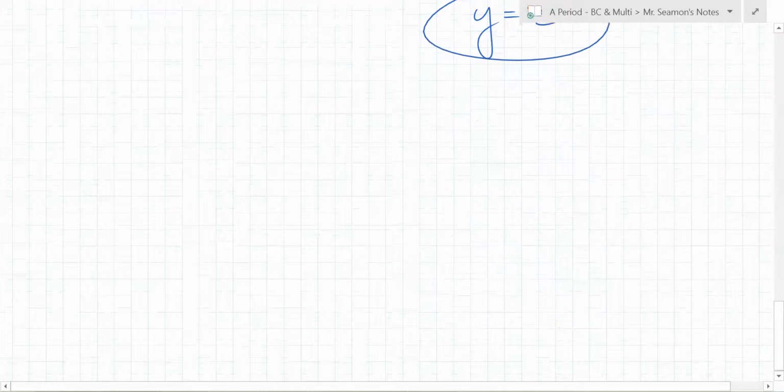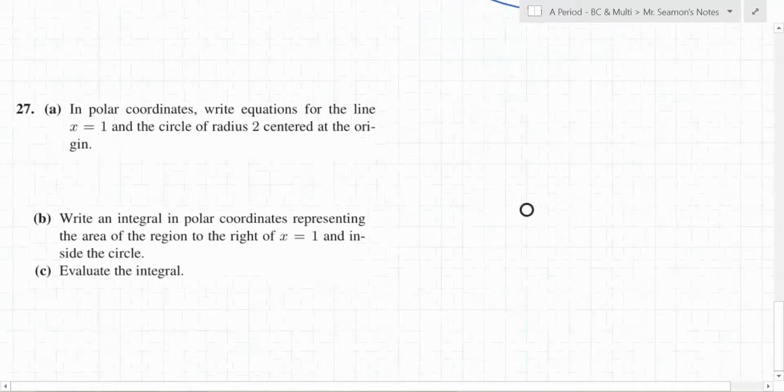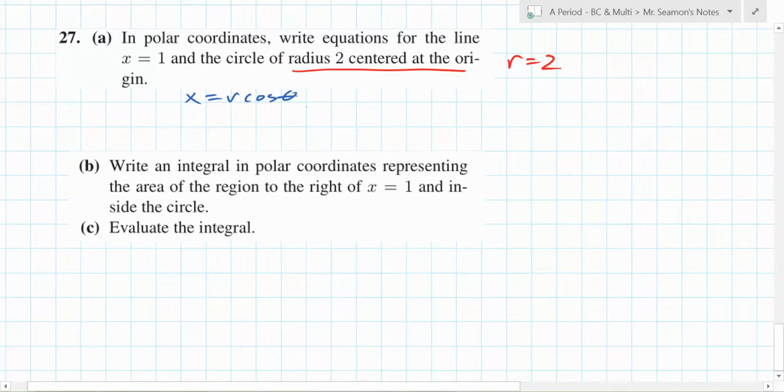Okay, so this is the question I would like you to work on right now. It will help you study. So please work on this one right here. So r equals 2 for the circle. How do you go about finding the line? What does x equal? x is equal to r cosine theta. So if x is equal to 1, what do you plug in for x? 1. 1 is r cosine theta. So if we want to isolate r, what does that mean r is? Yeah, there you go. So now you should be equipped enough to do it.